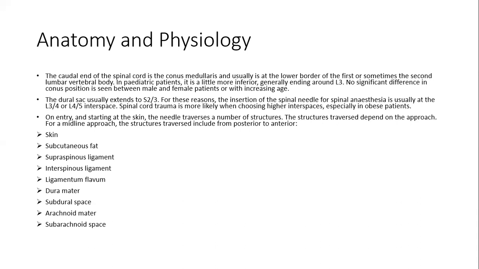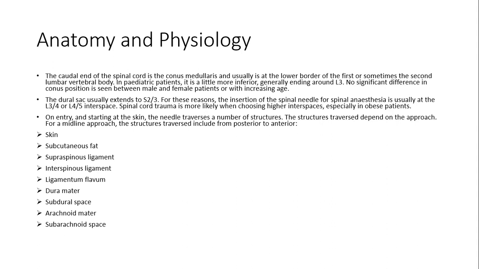The dural sac continues beyond the conus medullaris and extends to the sacral segment S2, S3. For this reason, you usually insert the spinal needle at the L3 to L4 or L4, L5 interspace. If you choose any spinal space above this, you're likely to have spinal cord trauma, especially in patients who are obese.